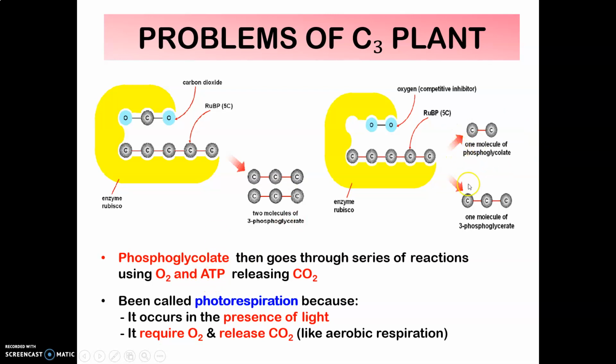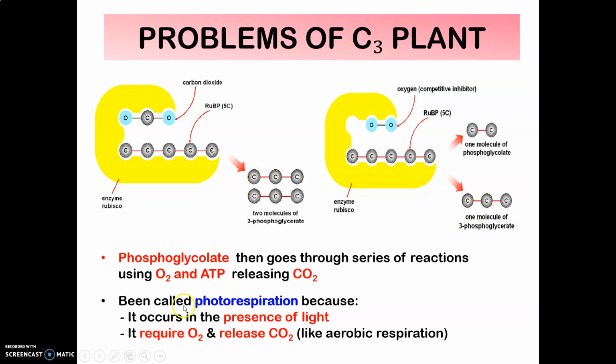Okay? Plus, kalau awak nampak kat sini, instead of dia menghasilkan, kalau ada carbon dioxide, dia akan menghasilkan dua molekul of 3-phosphoglycerate. Tetapi disebabkan oksigen ni tak ada karbon, that's why dia akan menghasilkan hanya satu molekul 3-phosphoglycerate. Proses ini sahaja telah merugikan. Buang masa. Sebab dia menghasilkan hanya satu 3-phosphoglycerate instead of dua.